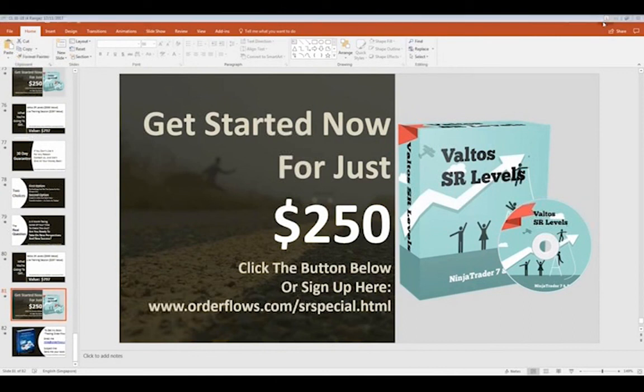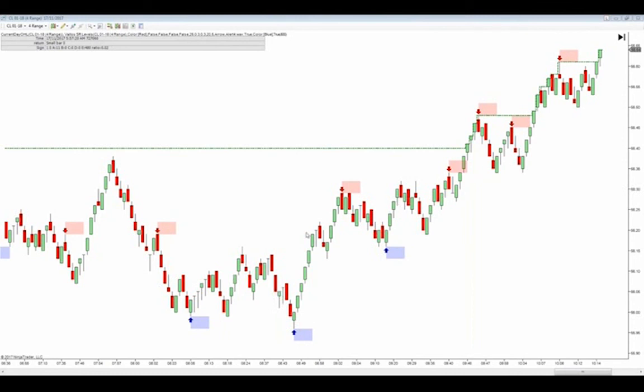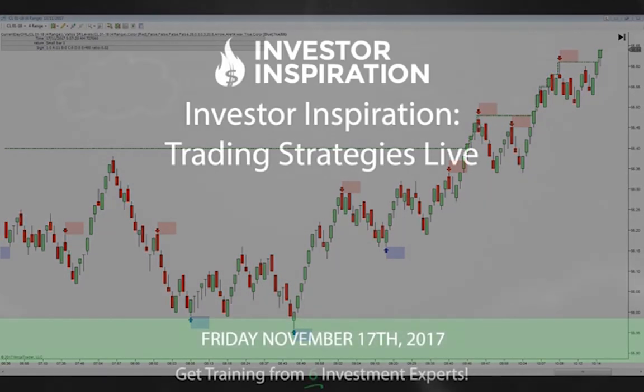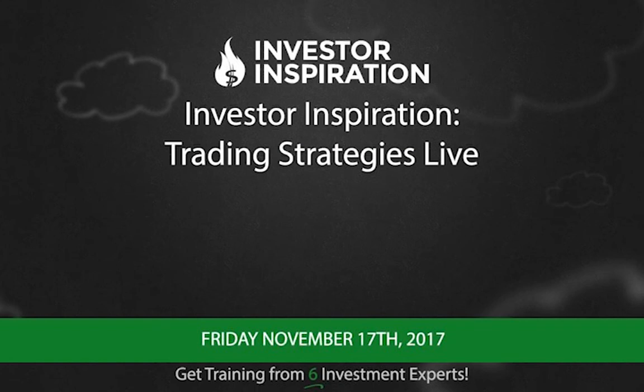So, I don't know if you can see my screen here, but this is a chart of the crude oil today. Boom, you can see it's picking these levels pretty accurately.